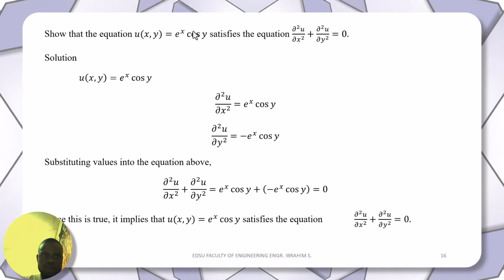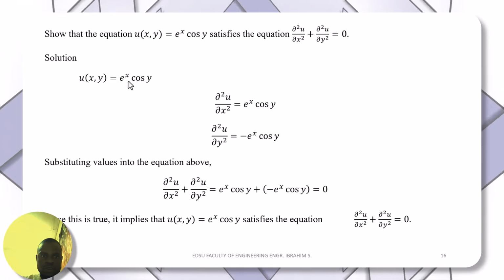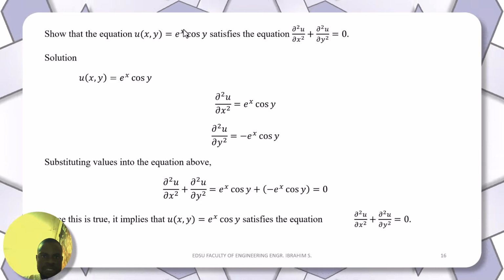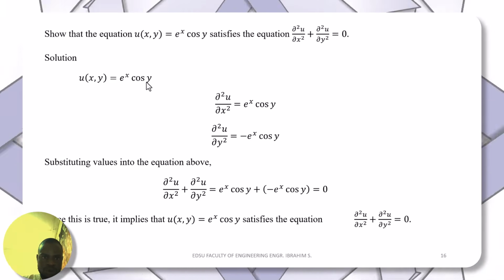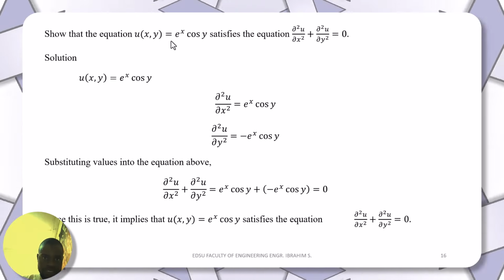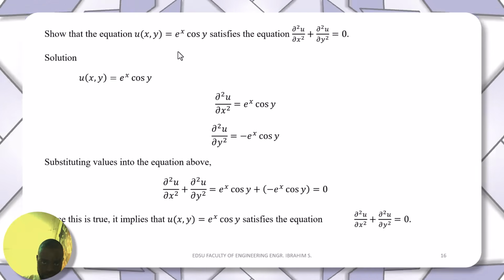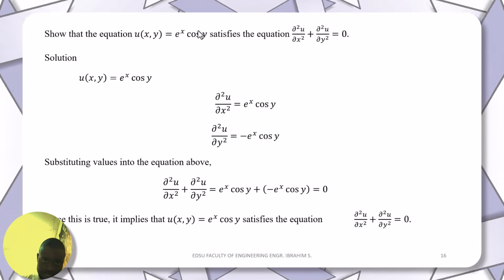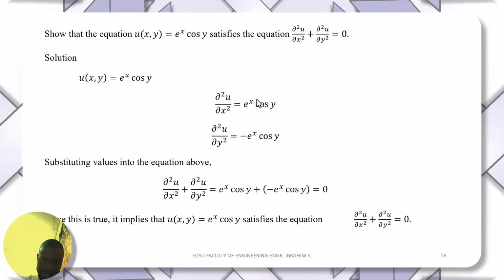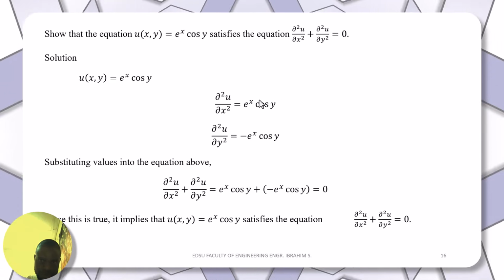So this is our equation, right? For the first order, I will differentiate this. Don't forget cos y will remain. Cos y, differentiate e^x is 1, so I still have e^x. I will still differentiate it in the second order. It still gives me this. It's still this, right? Nothing changes.